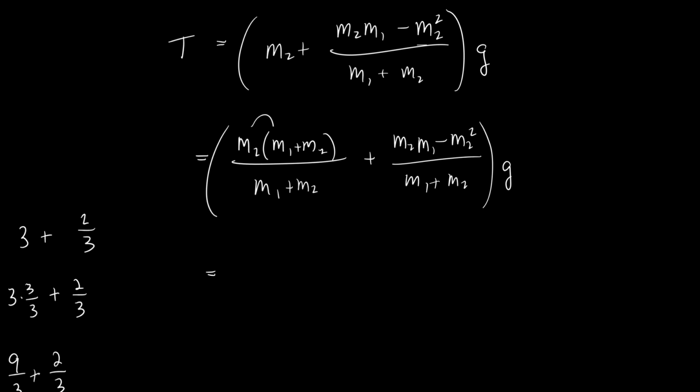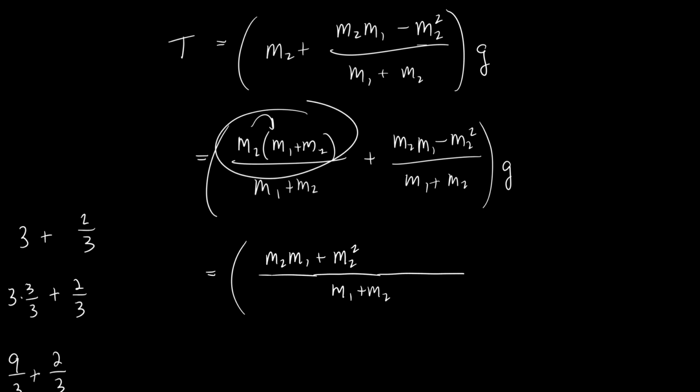I can distribute the M2 here and put it all under one fraction. So I will do that. So just one M1 plus M2. The left side of this will be M2 times M1 plus M2 squared. That's all of this. The right side's already been distributed, so plus M2 M1 minus M2 squared.